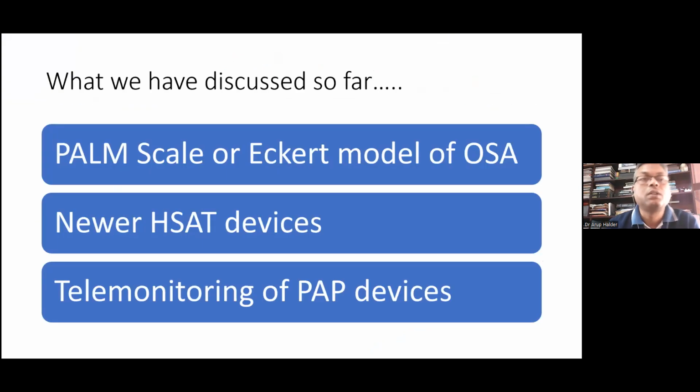So to summarize what we have so far discussed, we have discussed the PALM scale or the Eckert model of OSA. We have discussed some newer home sleep apnea testing devices, and we have also discussed telemonitoring of PAP devices. Thank you for your attention.